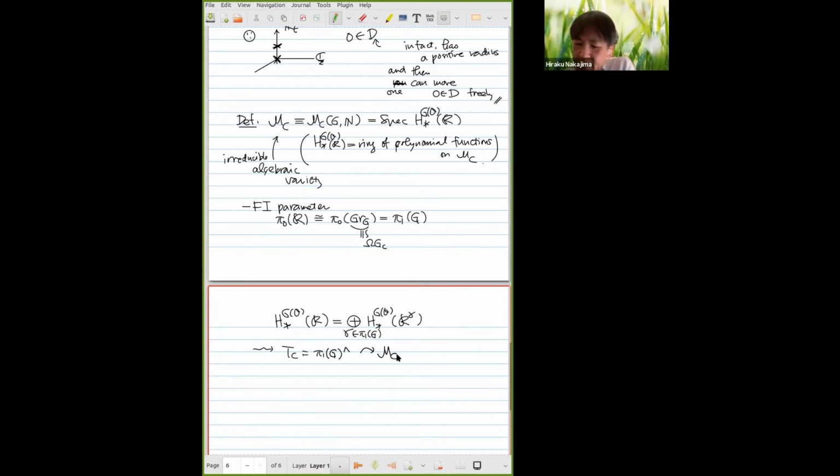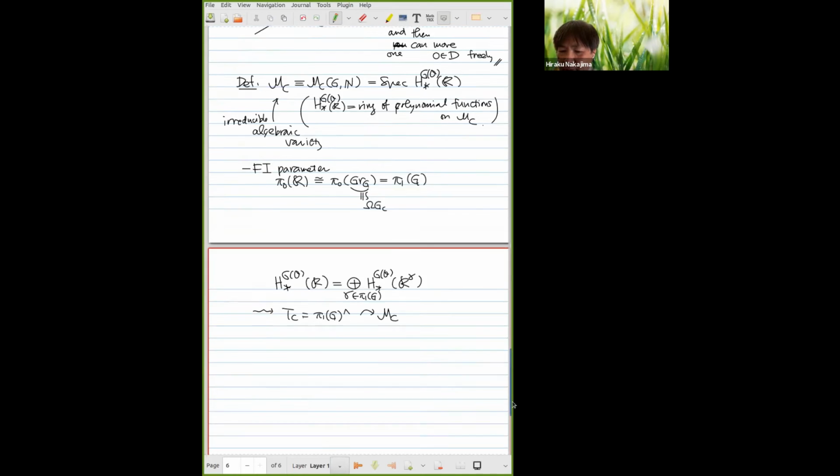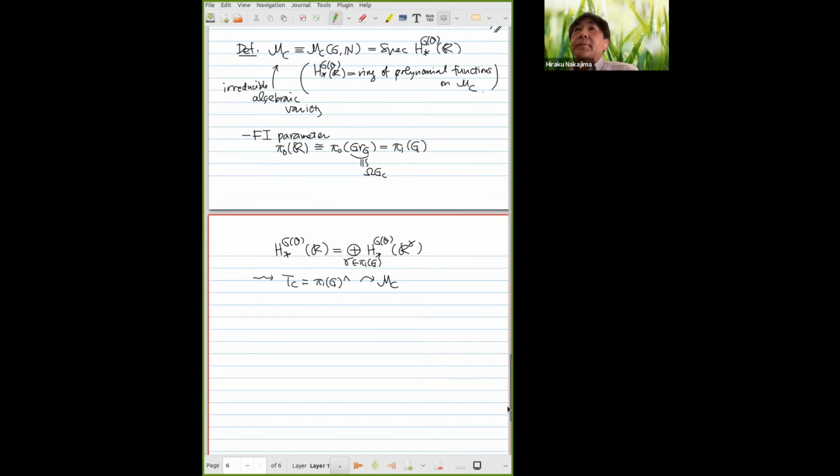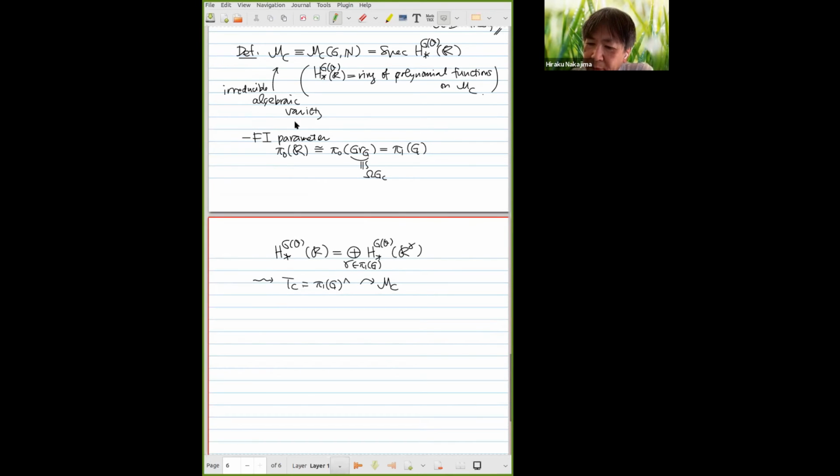Acts on MC, right? So you consider the space of functions, and so you can consider this decomposition as a weight space decomposition with respect to this action T, and it is parameterized by Pontryagin dual. Okay. So contrary to the Higgs branch, where the FI parameter was a deformation of the Kähler parameters, here the FI parameter plays the role of the equivariant parameter acting on MC.